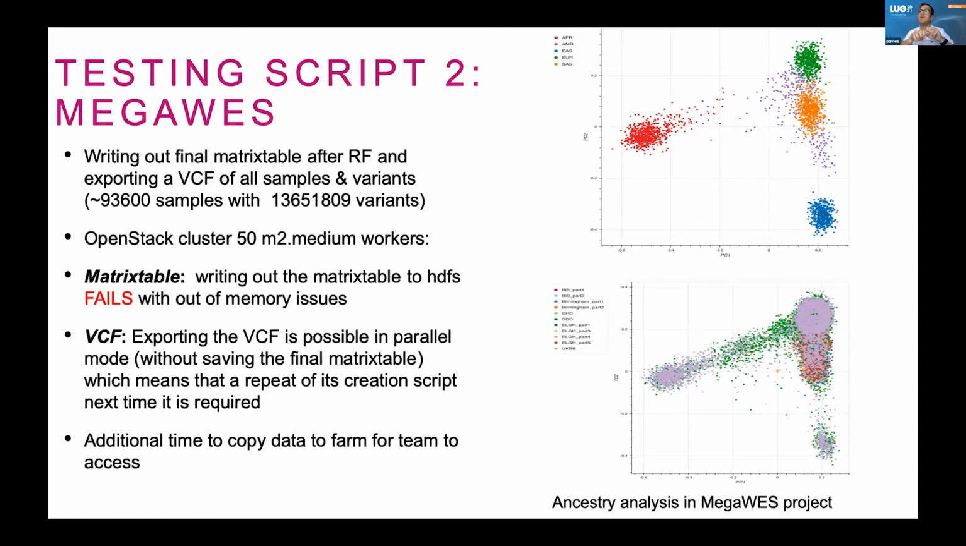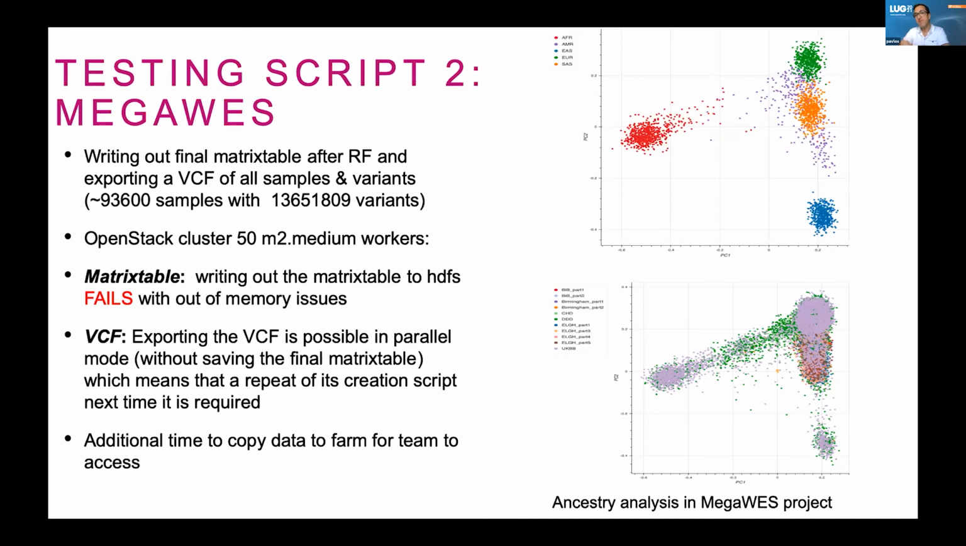With an OpenStack cluster with 50 workers, the step of writing out the matrix table was consistently failing, even with HDFS, with a lot of memory issues. That would require quite a larger cluster to be able to complete.